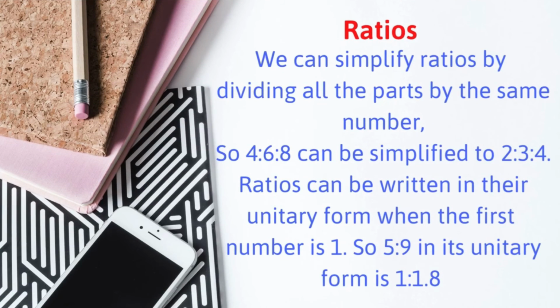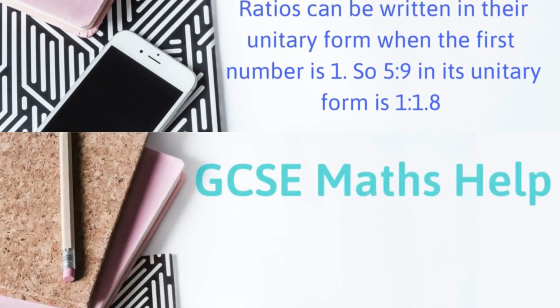Ratios can be simplified much like we do with fractions by dividing all the parts by the same number. So a ratio of 4 to 6 to 8 can be simplified to 2 to 3 to 4 by dividing all the numbers by 2. Ratios can also be written in their unitary form when the first number is 1, so a ratio of 5 to 9 in its unitary form is 1 to 1.8. We divide both sides by 5.